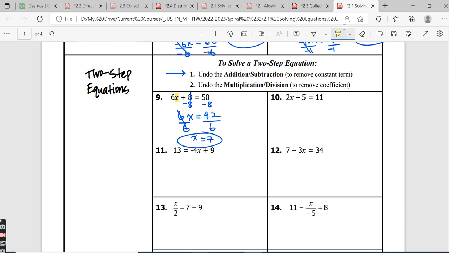Okay, same thing over here. Identify the variable. And first I need to undo the addition subtraction first. So to undo negative 5, I'm going to add 5. Okay, so that's done. 2x is equal to 16. Divide both sides by 2. X is equal to 8.